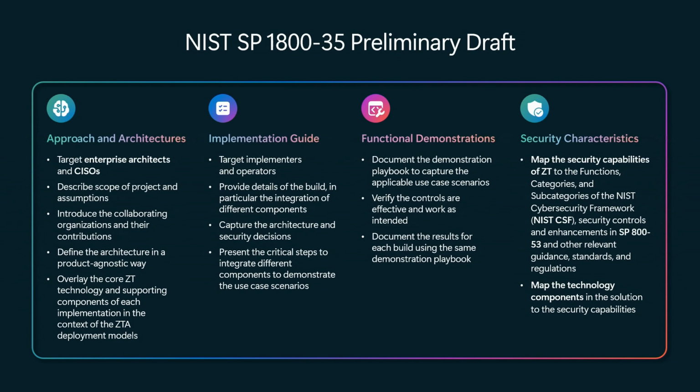And then finally, on the security compliance side, we also map the capabilities of zero trust to a catalog of security controls. In our case, we're using NIST 800-53. But we also map it to the NIST Cybersecurity Framework, which is a high-level framework that talks about outcomes, and how zero trust can actually help you achieve the outcome of managing risk across your organization as well.